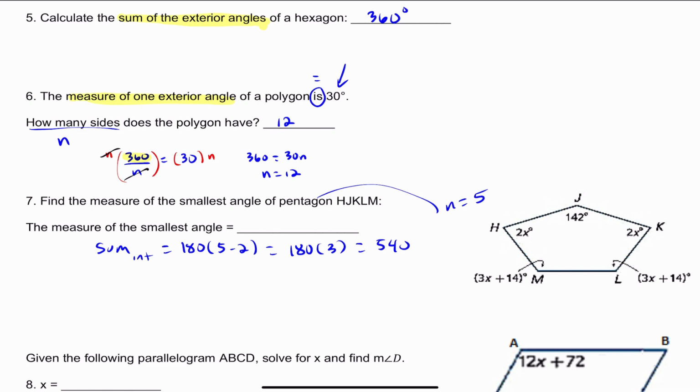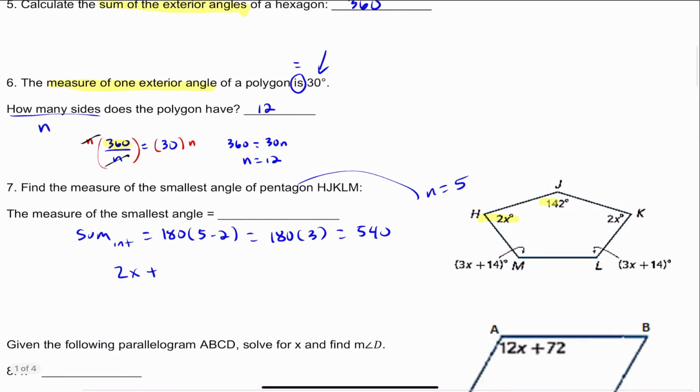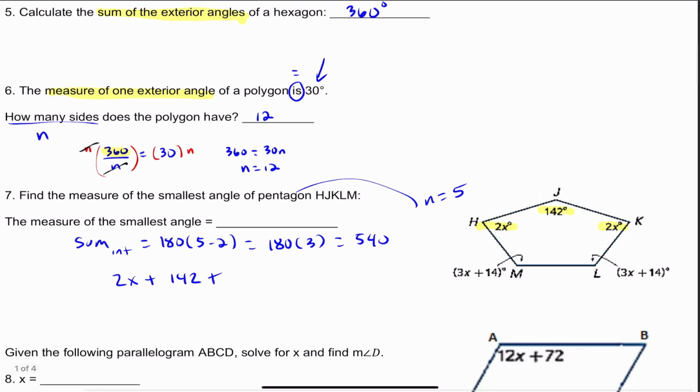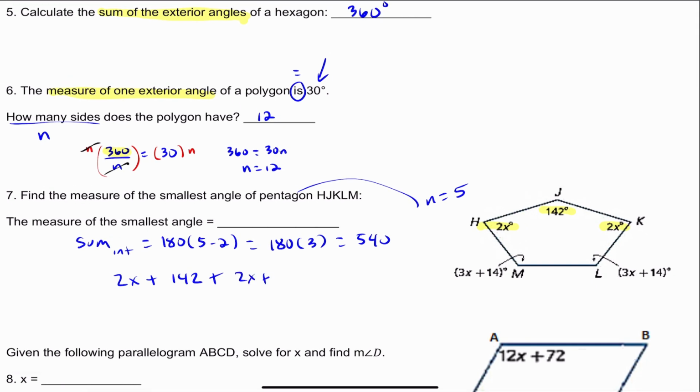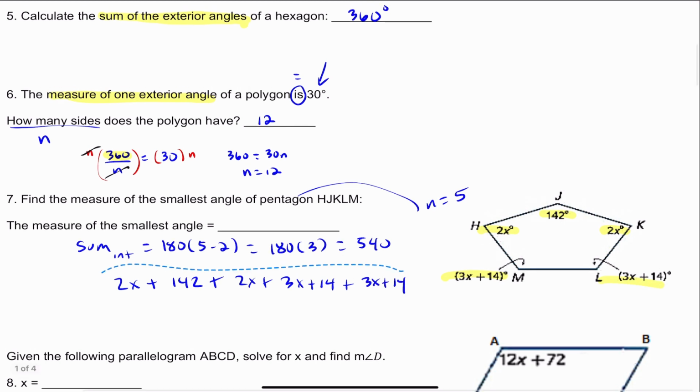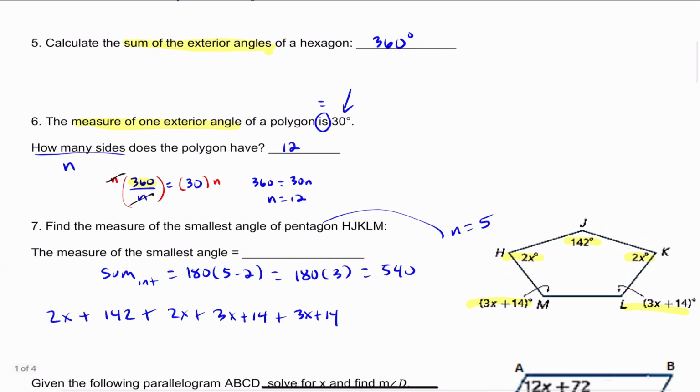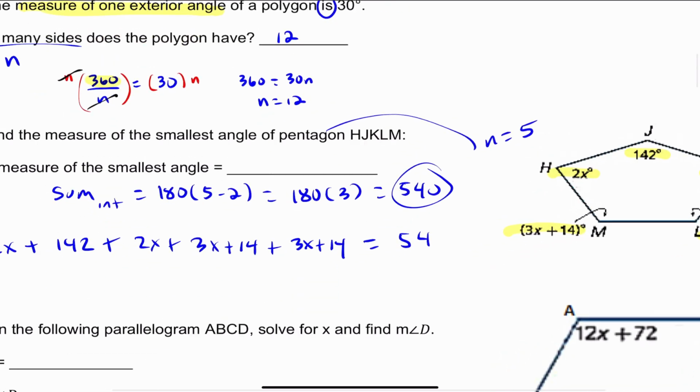So I have 2x plus 142 plus 2x plus 3x plus 14 plus 3x plus 14. And then I'm going to set all of these together equal to that 540 that we calculated.